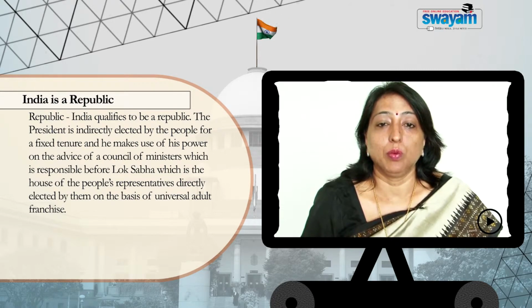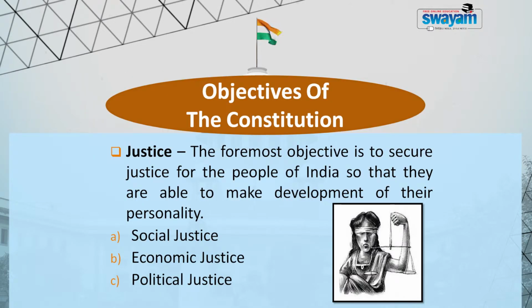In India, we want to achieve the objectives given in the preamble. The first and foremost is to secure justice for the people of India so that they are able to make development of their personality. This ideal of justice implies a system where individuals can realize their full potentialities. In the view of our founding fathers, it is not enough that there is political or legal justice. Political and legal justice is a myth unless it is accompanied by social and economic justice.